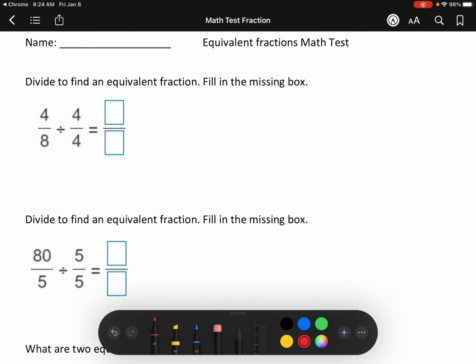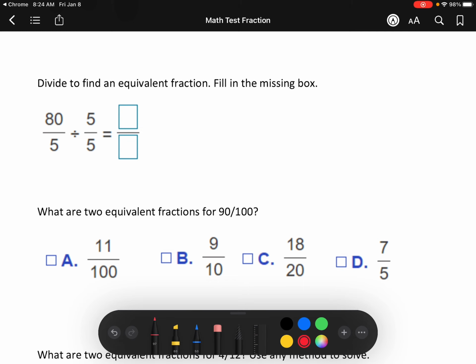Divide to find an equivalent fraction. Fill in the missing box. All right, if you said 4 divided by 4 is 1 and 8 divided by 4 is 2, you had it correct. Number 7. Divide to find an equivalent fraction. Fill in the missing box.